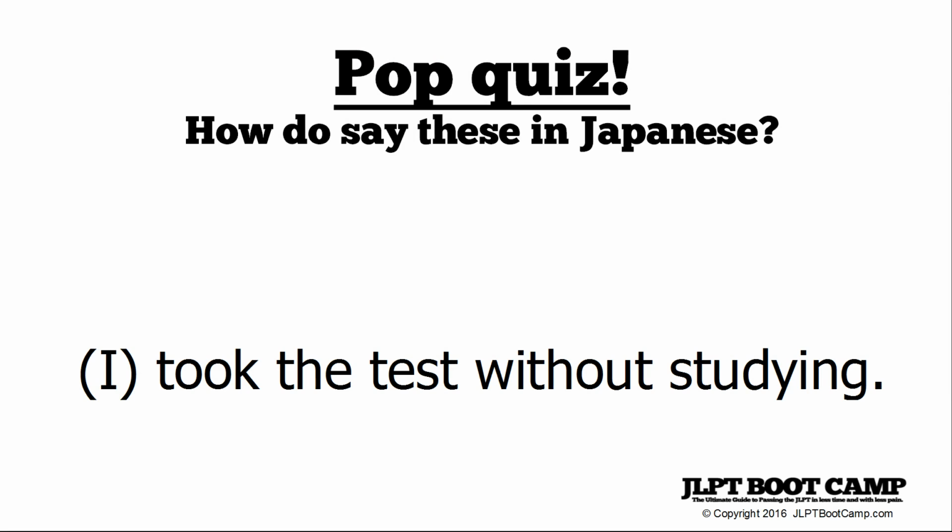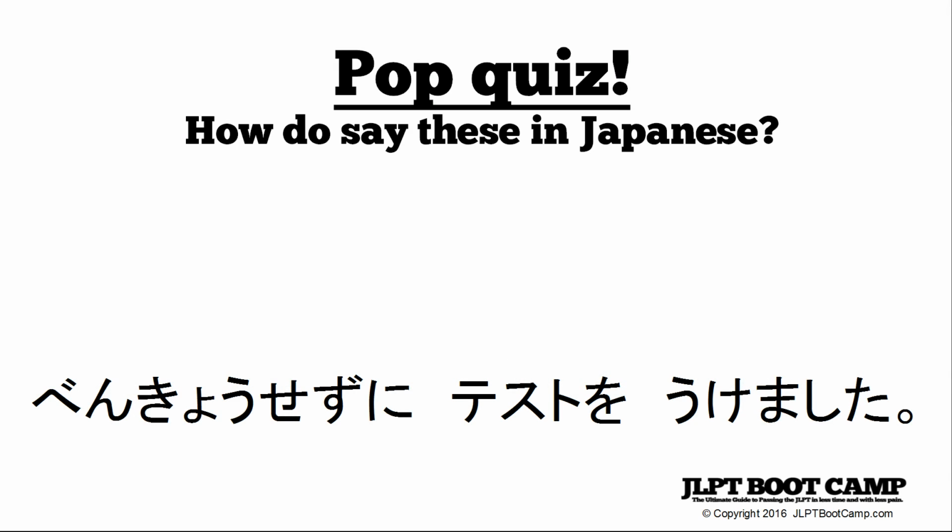So are you ready for a quick pop quiz here? Can you translate this sentence? I took the test without studying. You would say, 勉強せずにテストを受けました. So, 勉強 is to study. Usually that takes the pseudo verb. So, again, it's irregular. You would change that to せずに. Testo is test, of course. O is the object marking particle. Ukeru is to take a test. And we change this into the polite form ukemashita to mean I took the test without studying.